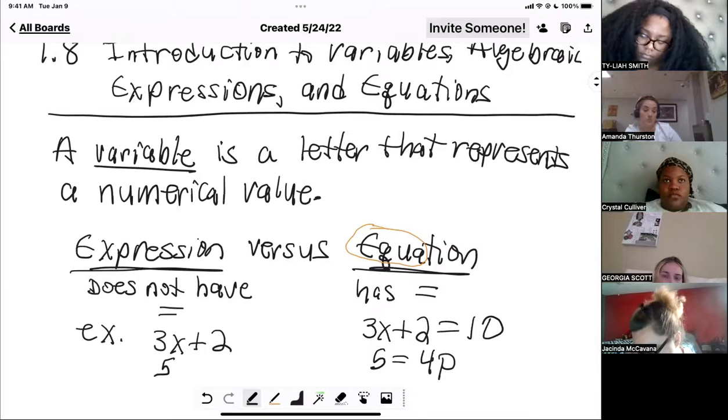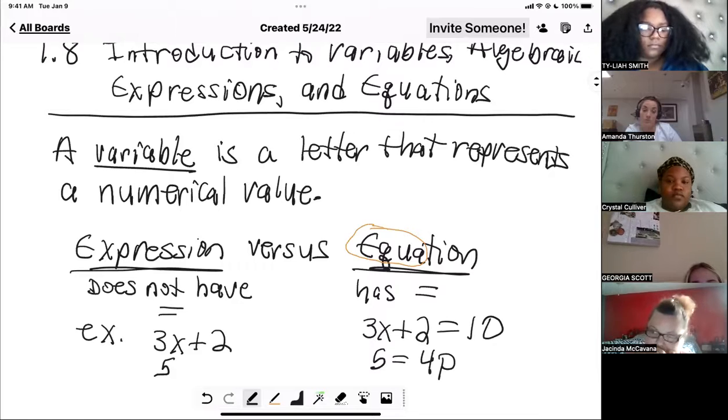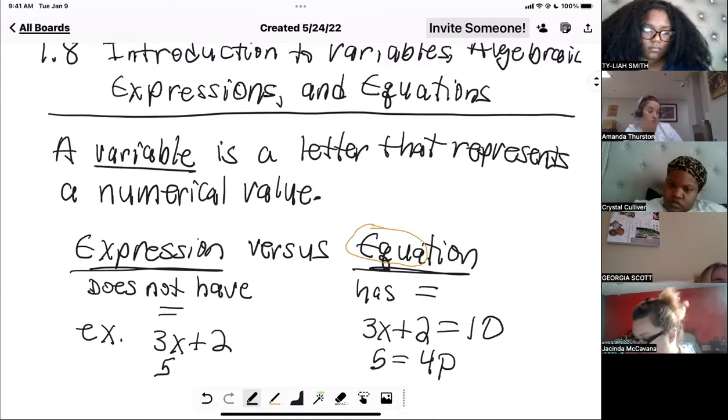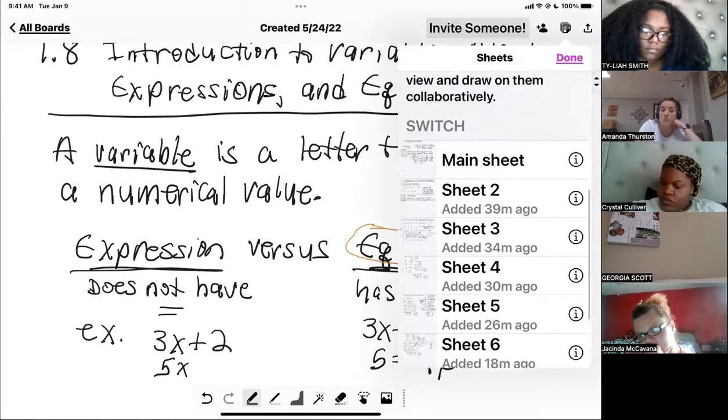You lost me. Okay, tell me where. Why is there a 5 under 3x? Oh, expression. It's an expression. It's a number, but it's also an expression. It doesn't have an equal sign. So even though it's a number, it can be an expression too. You can have X next to it. You can have P next to it. As long as it's not an equal sign, it's an expression. That's all you're looking for, equal, not equal.